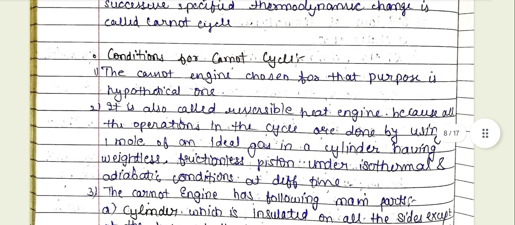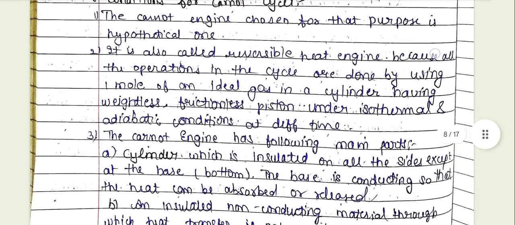Conditions for Carnot cycle. The Carnot engine chosen for the purpose is a hypothetical one. It is also called a reversible heat engine because all the operations in the cycle are done by using 1 mole of an ideal gas in a cylinder with a weightless, frictionless piston under isothermal and adiabatic conditions at different times.